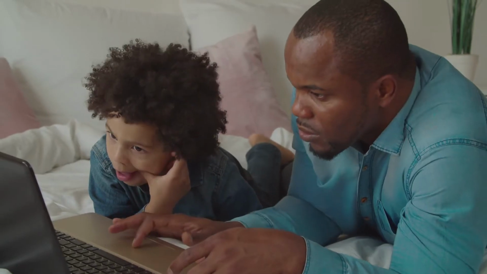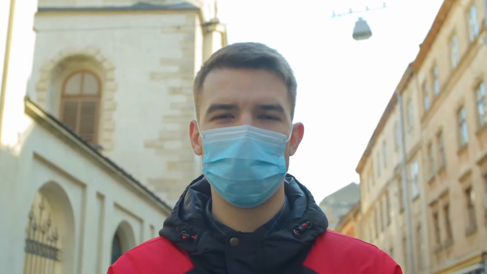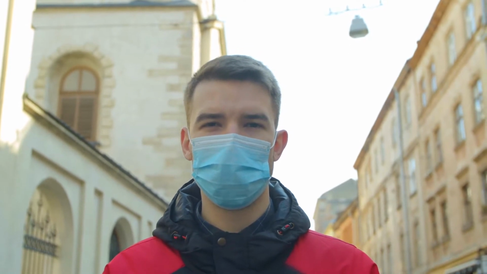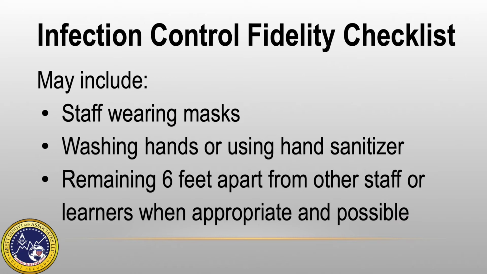Before using the PDC-HS to assess staff performance, please make sure that all staff have received and reviewed the appropriate CDC guidelines to ensure safety of all staff and learners. This process may include an infection control fidelity checklist that displays all of the behaviors that staff need to engage in to maintain proper infection control procedures. This fidelity checklist may include staff wearing masks, washing hands or using hand sanitizer, and remaining 6 feet apart from other staff or learners when appropriate and possible.